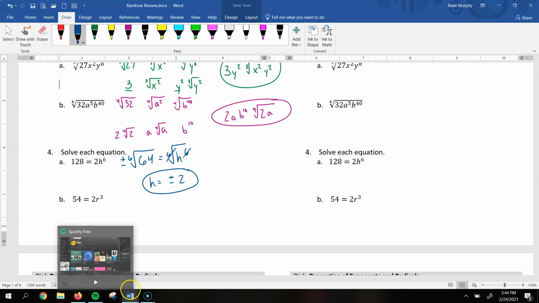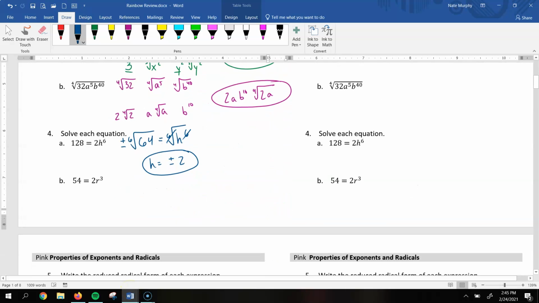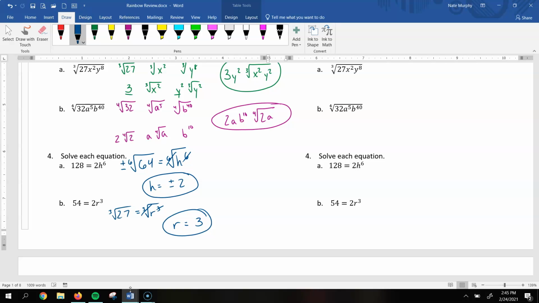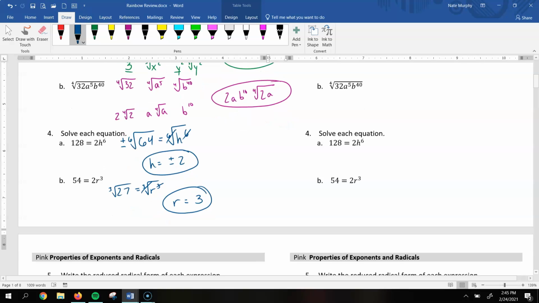Now for this last one, when I divide both sides by 2, I get 27 equals r cubed. Now when I take the 3rd root, this time this is an odd root. So the odd root undoes the 3rd power, or the 3rd root undoes the 3rd power. So our answer is just going to be r equals, and the cube root of 27 is just 3. So negative 3 to the 3rd power would be a negative 27. So that's why negative 3 is not a possible solution, but 3 cubed would equal a positive 27. So that is our only solution.